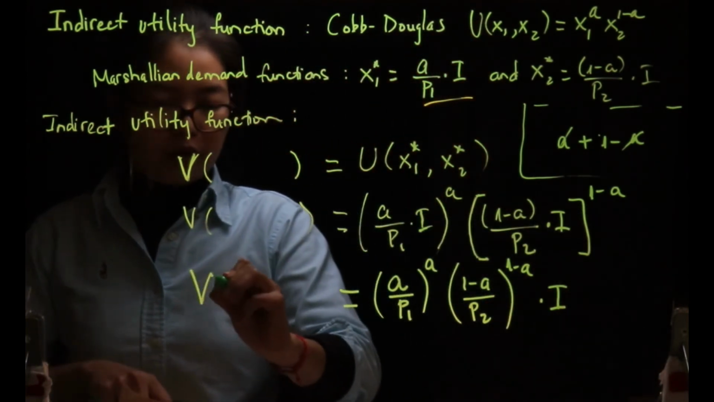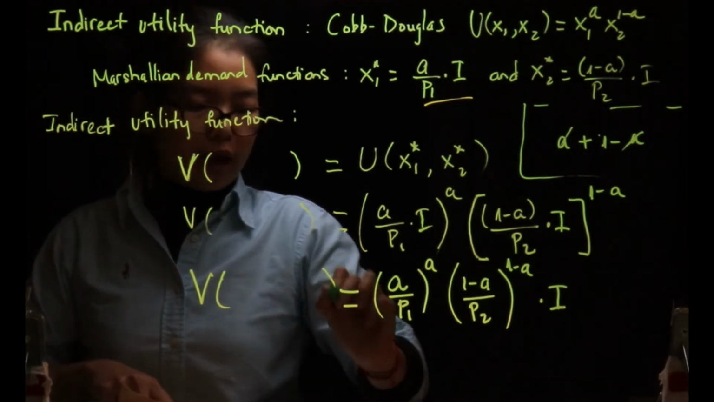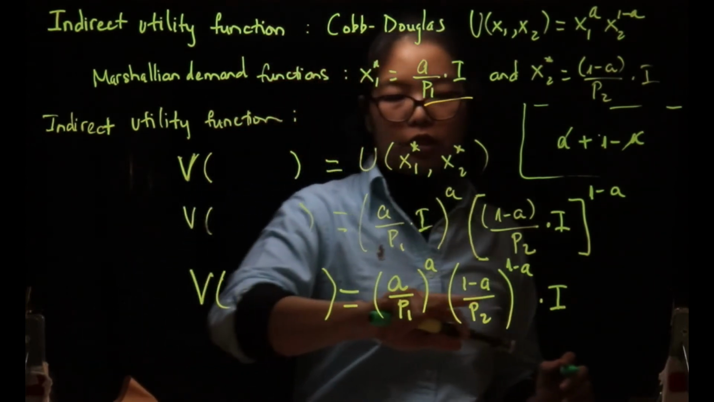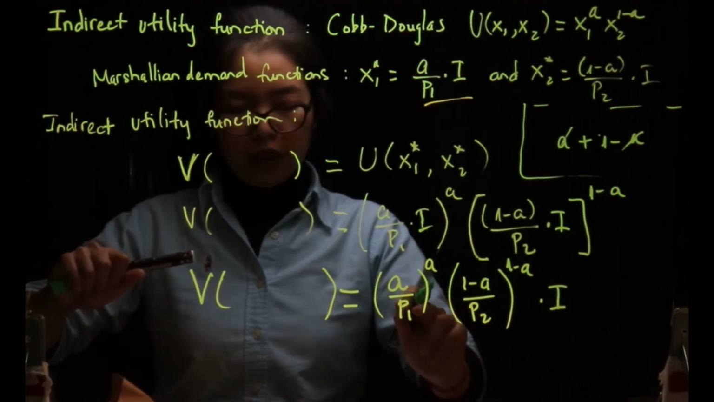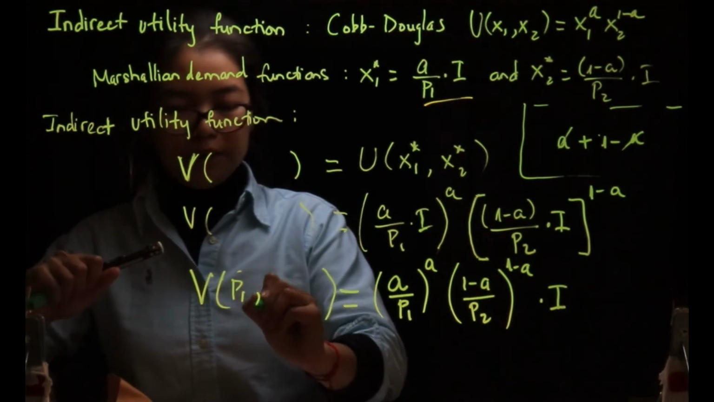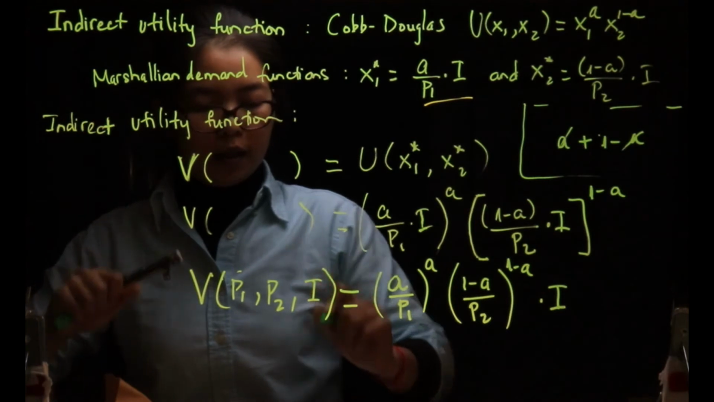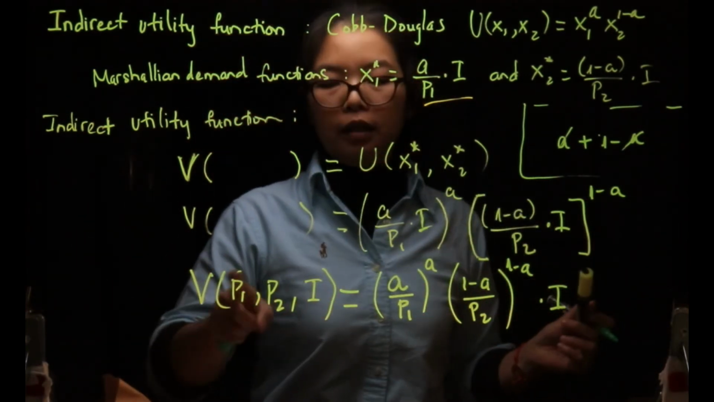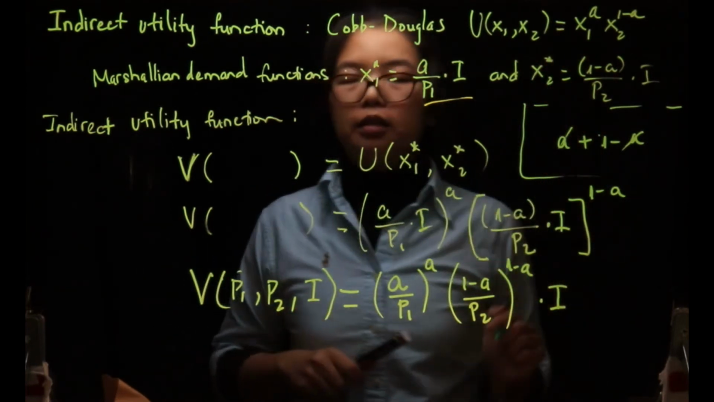Let's rewrite it over here. So that should be now the indirect utility function is a function of prices and income, right? So it should be P1, P2, and I. So utility indirectly depends on the prices and income, just like the Marshallian demand function.